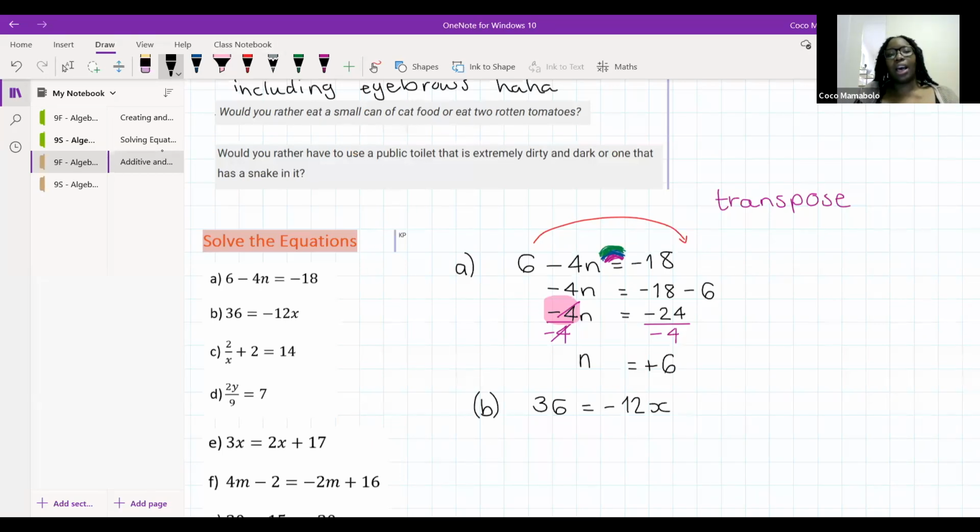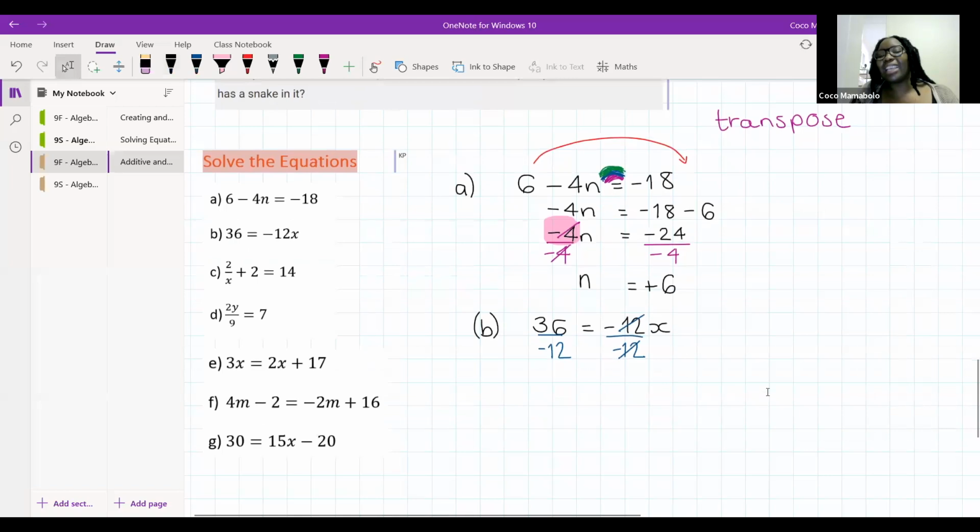Ayanda, I see your answer and I raise you a negative, because this is negative 12. If I divide by negative 12, I need to also divide by negative 12, and then the negative 12s will cancel. 36 divided by negative 12. What's my answer going to be, guys? Negative 36 divided by negative 12 is, thank you, Mpo and Jackie, negative 3. And that is equal to x.